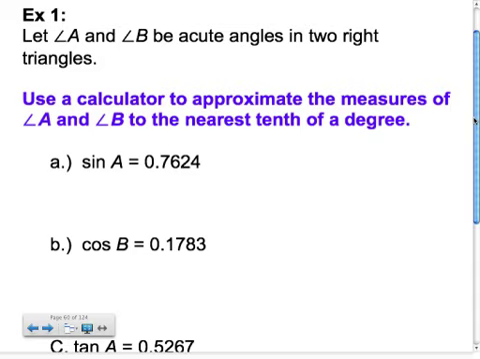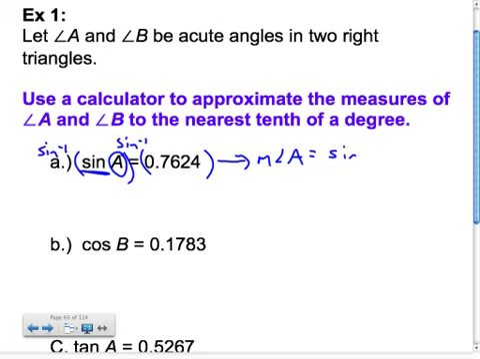It says use the calculator to approximate the measures of angles A and B to the nearest tenth of a degree. Since this says sine of A equals this number, our goal is to solve for this A. I want to get A by itself, so I've got to get rid of this sine, and the way you get rid of sine is you do sine to the negative 1, or inverse sine, of both sides. So the measure of angle A equals the inverse sine of 0.7624.